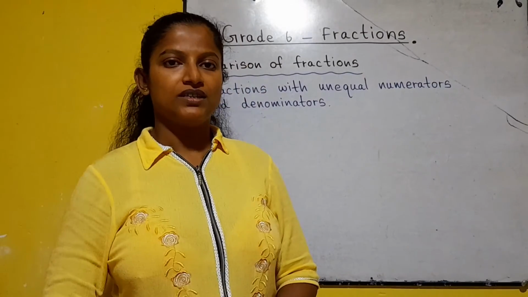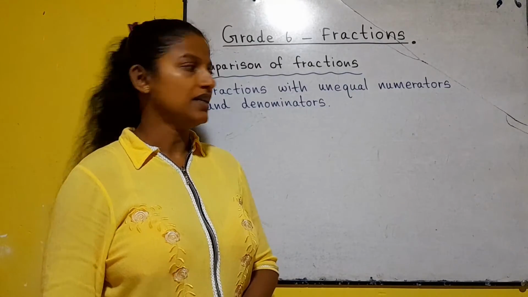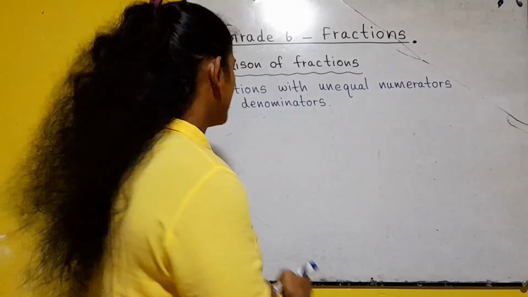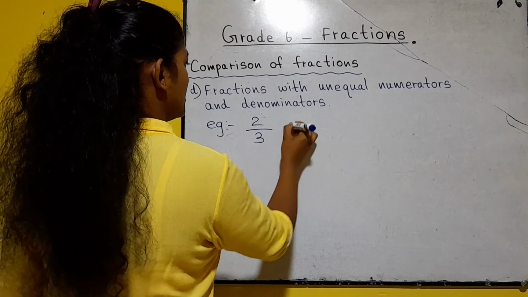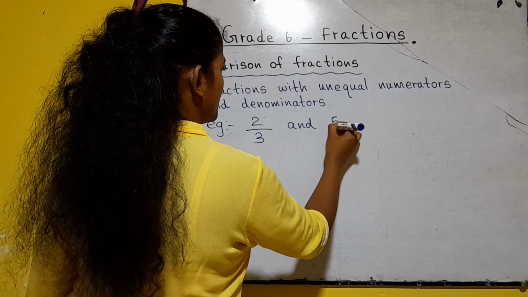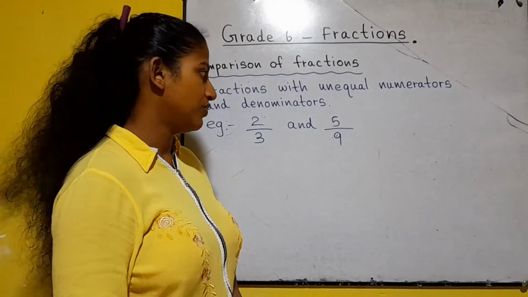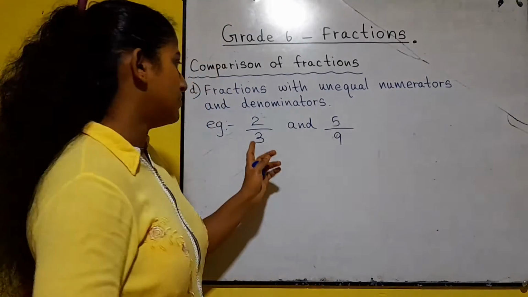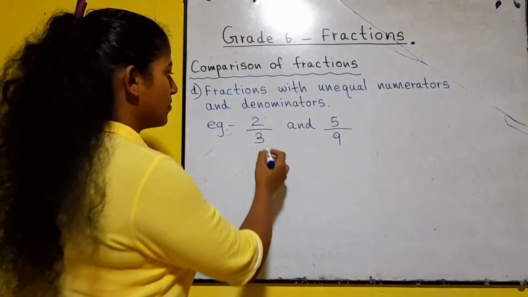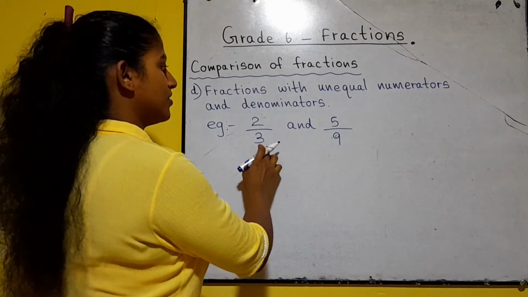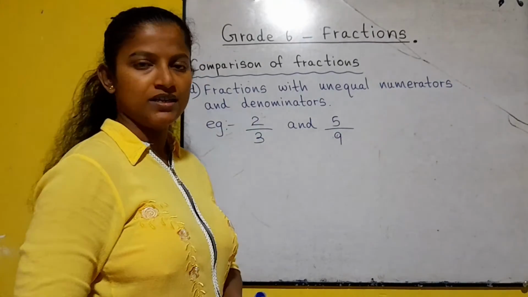We are going to discuss comparing fractions with unequal numerators and denominators now. We will take as the example the two fractions 2 over 3 and 5 over 9. We have to consider equivalent fractions when doing this comparison. What can be the common denominator here? The two denominators are 3 and 9. So we can easily make the denominator of this fraction into 9 by multiplying both numerator and denominator by 3.